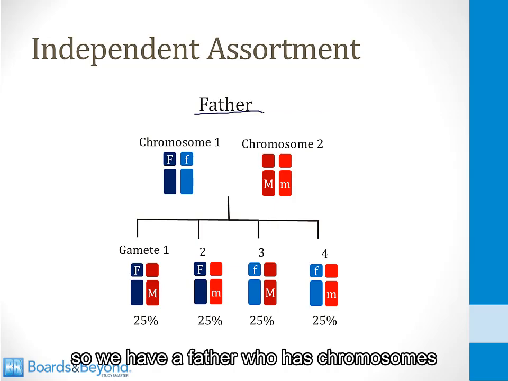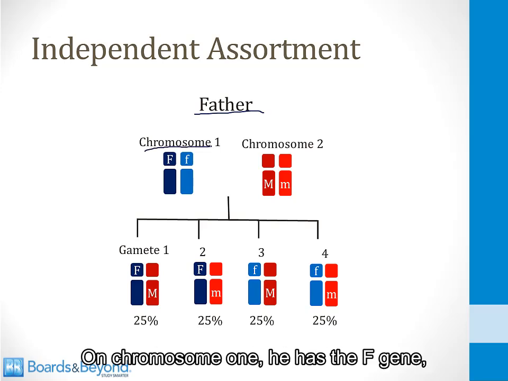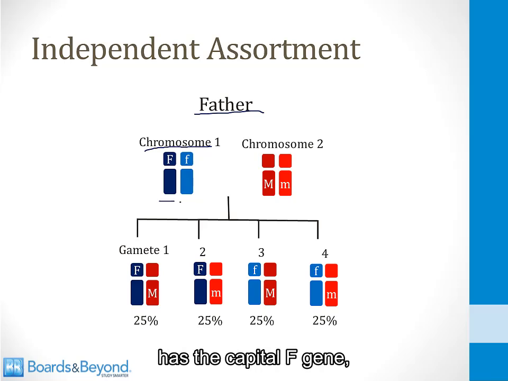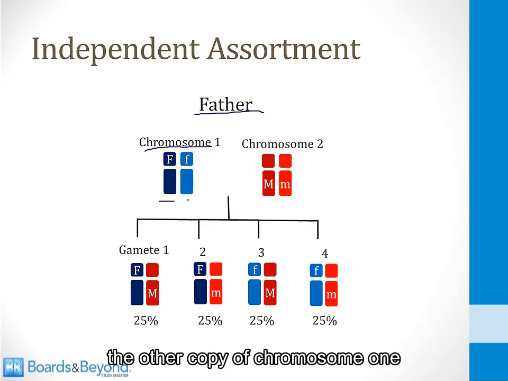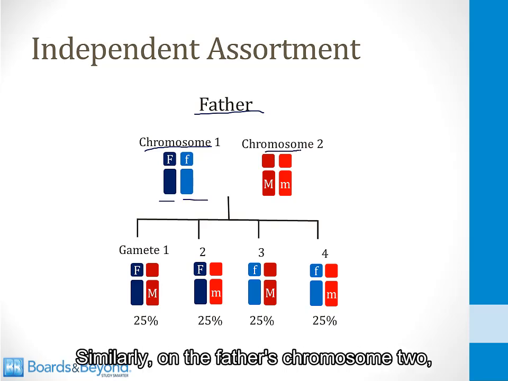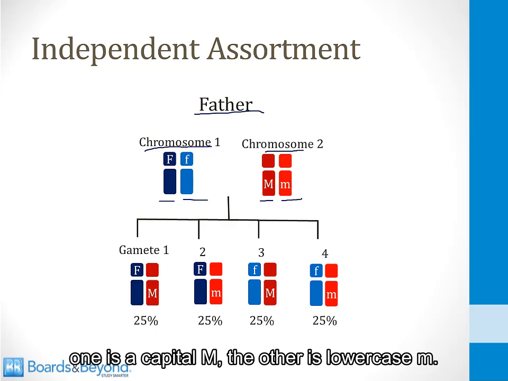So we have a father who has chromosomes within the cells of his body. On chromosome 1, he has the F gene, and one of his copies of chromosome 1 has the capital F gene. The other copy of chromosome 1 contains the lowercase f version of the F gene. Similarly, on the father's chromosome 2, he has two copies of the M gene. One is a capital M, the other is lowercase m.